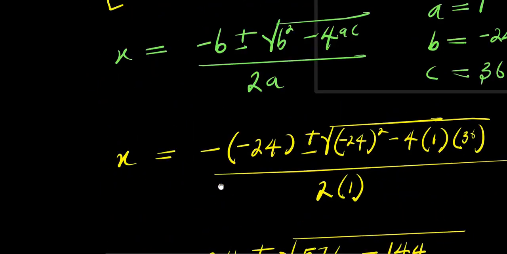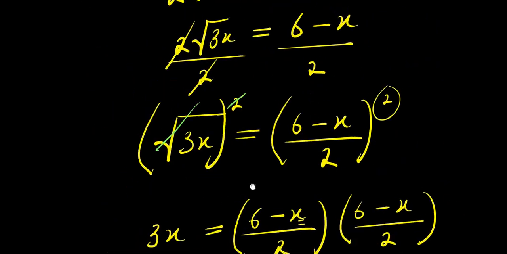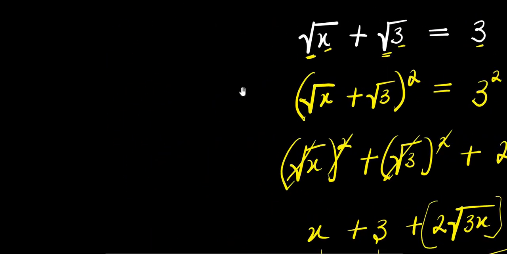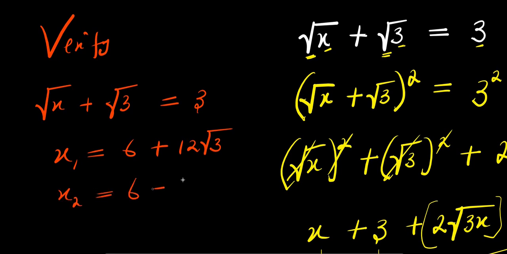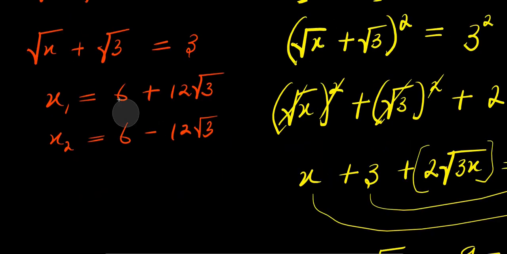So let's verify each of the solutions. Now, this is to verify. We have root x plus root 3 equals 3. x1 equals 12 plus 6 root 3, and x2 equals 12 minus 6 root 3 respectively. Now we have our solutions right here. Let's insert it right here.